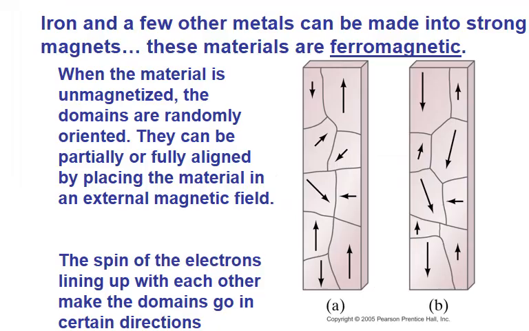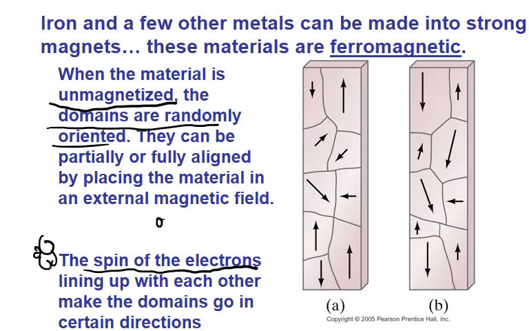That's because certain objects are called ferromagnetic, and they can be made into strong magnets and can stay in that form. When a material is unmagnetized, the domains are randomly oriented. But if you can get them to line up, using the spin of the electrons, we've got our nucleus here, and then we have our electrons, and those electrons are spinning one way or the other, and the spin can be changed. If you can get the spin to line up across a bunch of sets of atoms, you can get a permanent magnet.